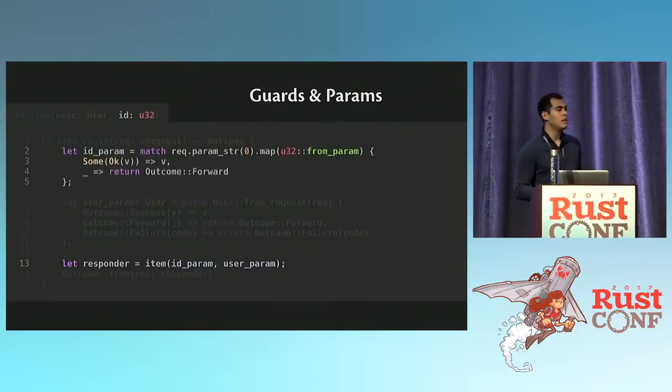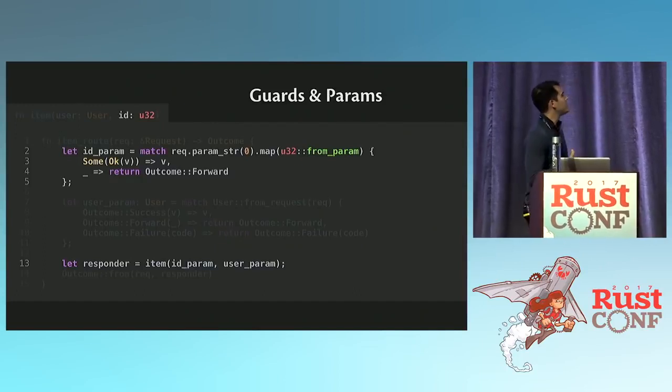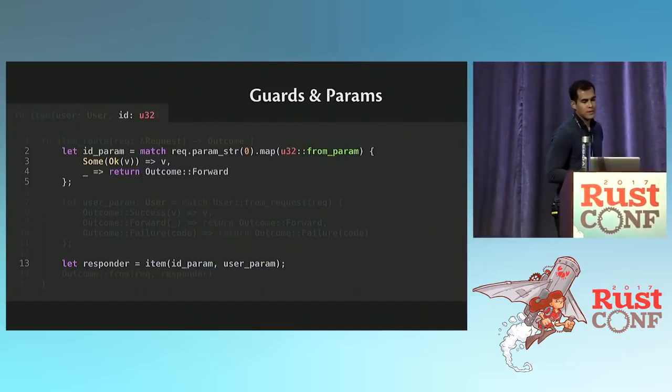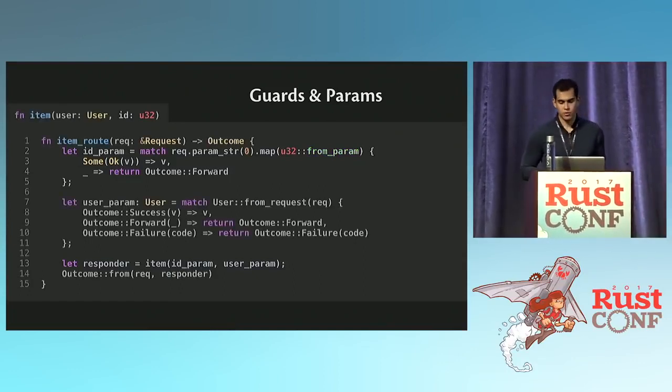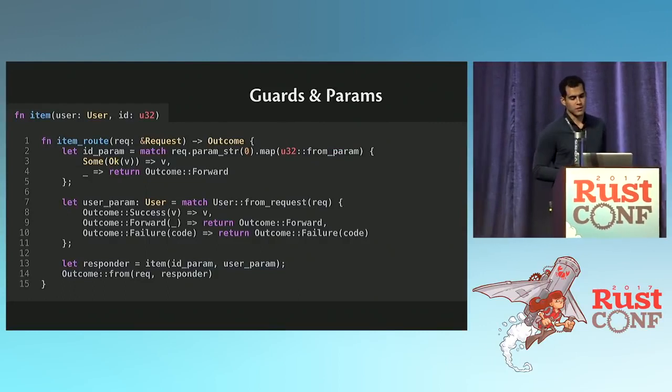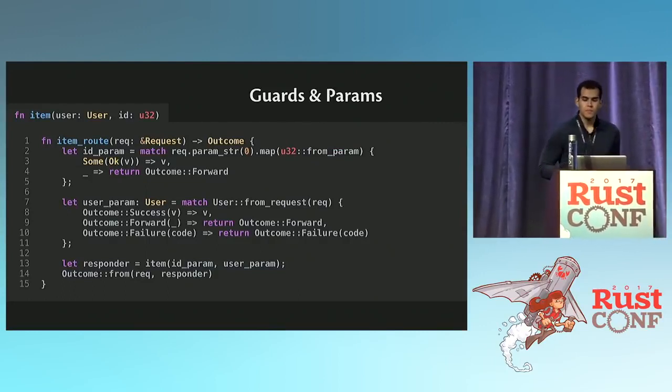Well, what does it do for ID? Something very, very similar. It calls the from param implementation. And if that succeeds, then you get a value. And if that does not succeed, then you forward the request that says, hey, try something else. And this really is the code that Rocket will generate, modulo making it very pretty to fit in this slide.